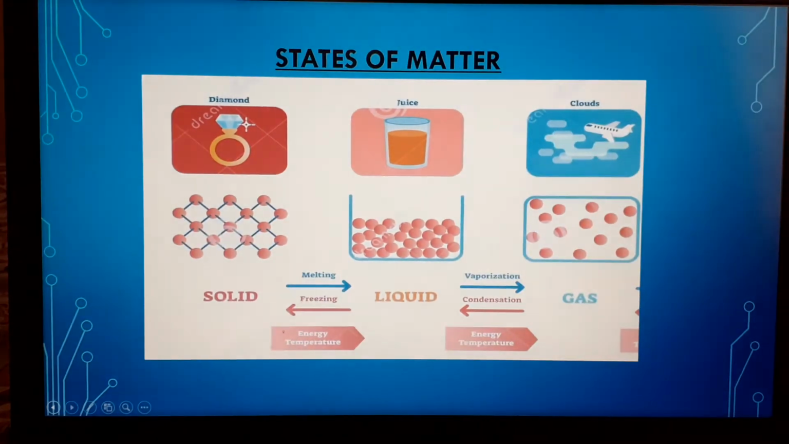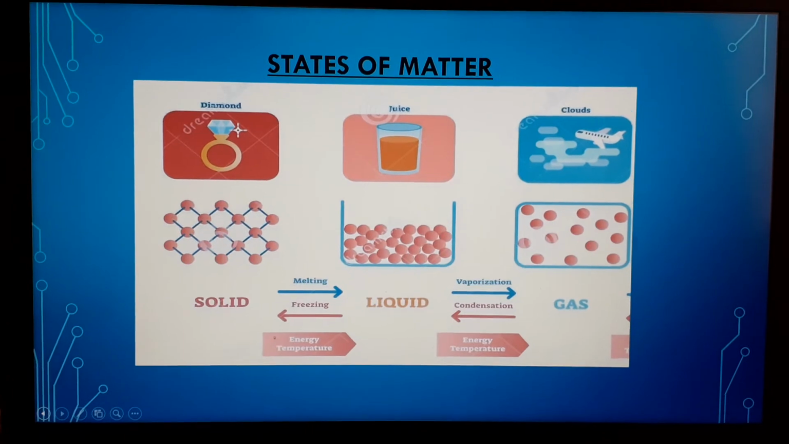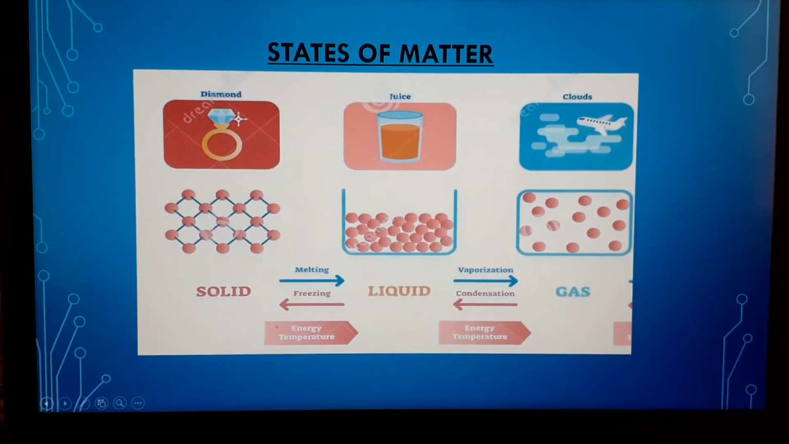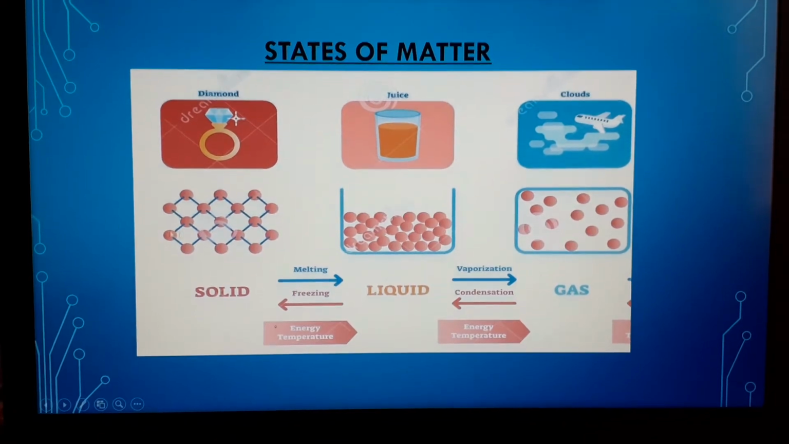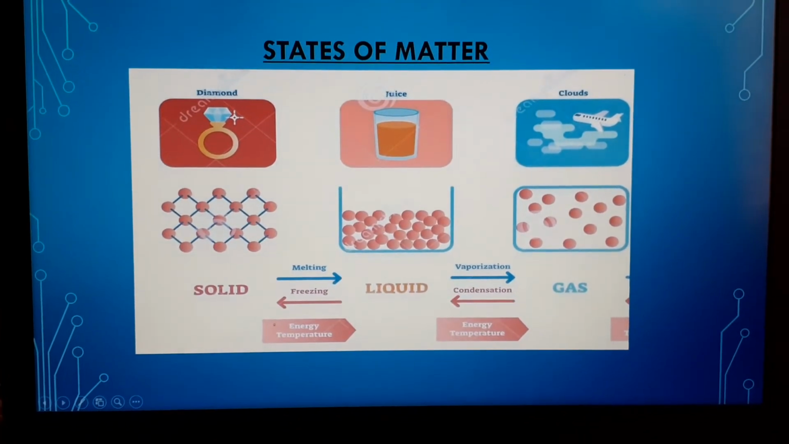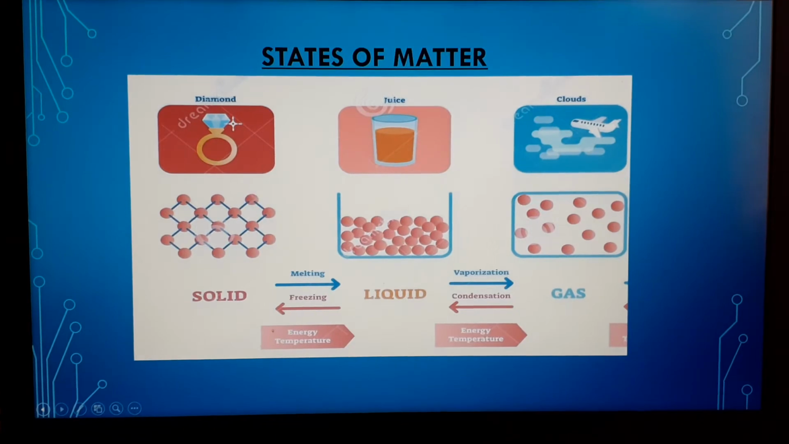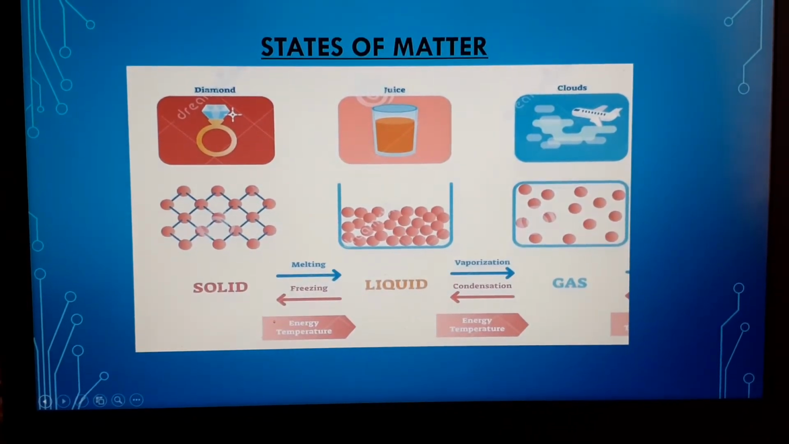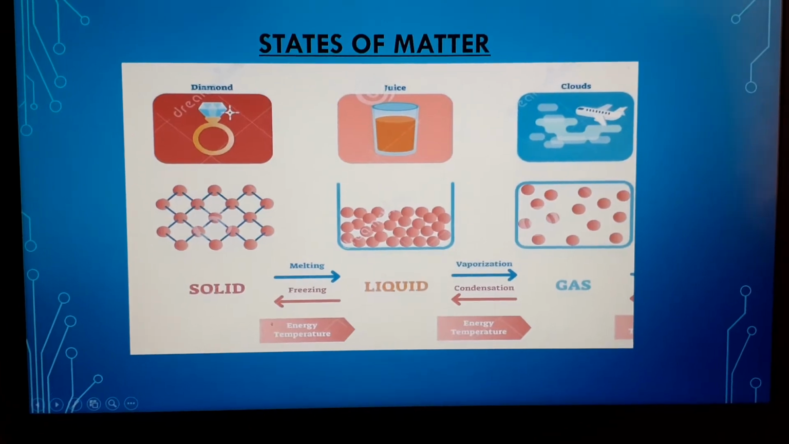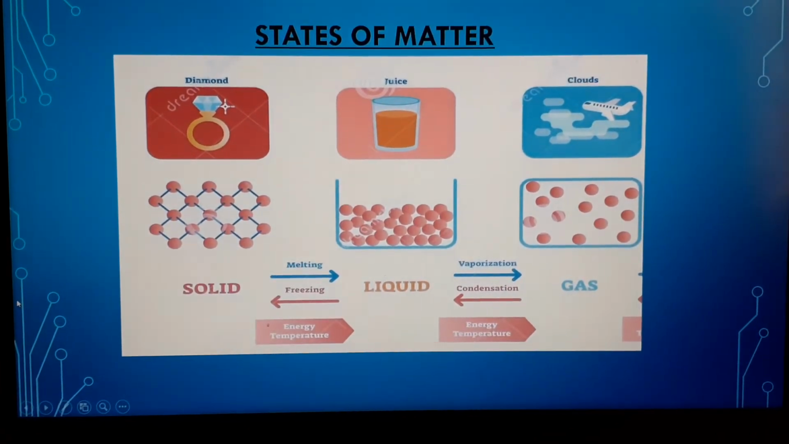See here, these are the states of matter. For solids, the best examples are stone, wood, and diamond. Next, liquids: water, juice, oil. These come under the liquid category. Third is gas. The best example of gas is cloud.